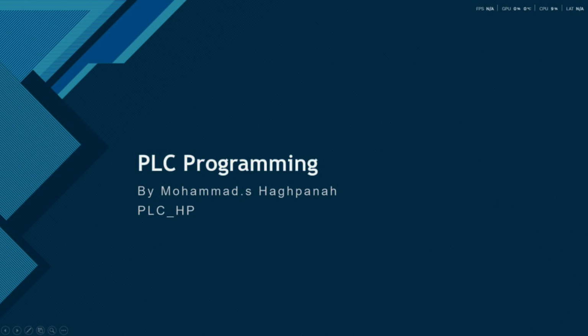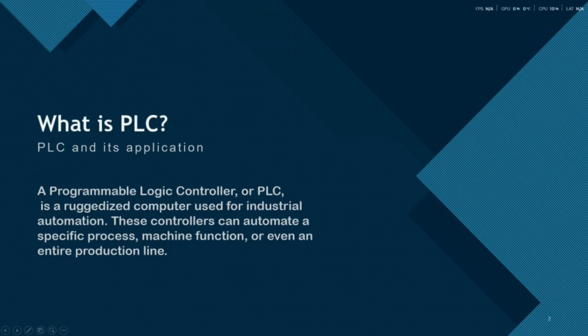So, for the start of our lesson, we want to know what PLCs are. Today's course name is PLC Programming, and it's specified for Siemens. What is a PLC? PLC and its applications. A Programmable Logic Controller, or PLC, is a ruggedized computer used for industrial automation. This controller can automate a specific process, machine function, or even an entire production line.